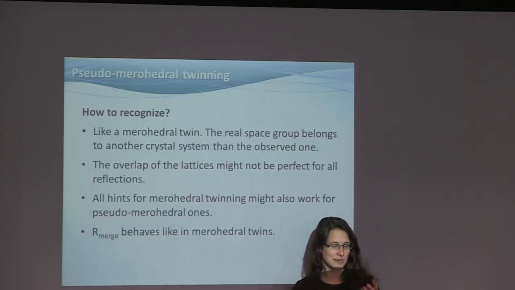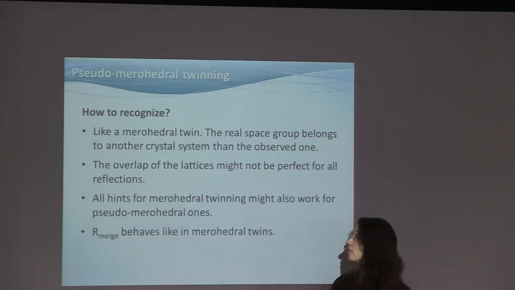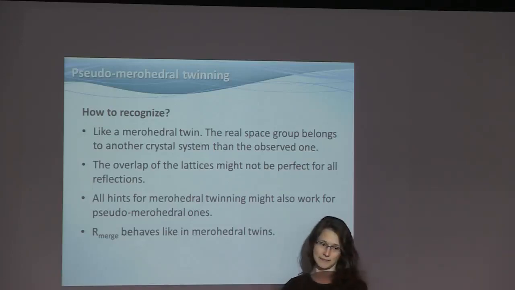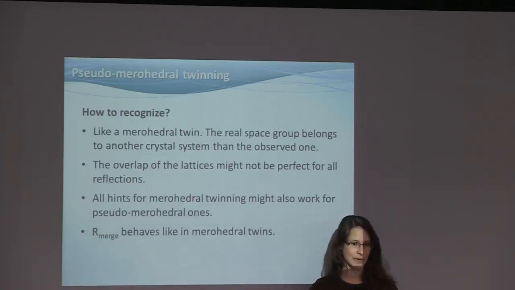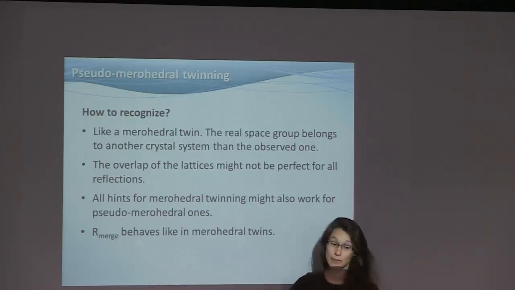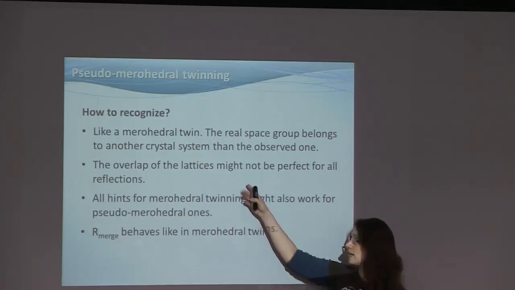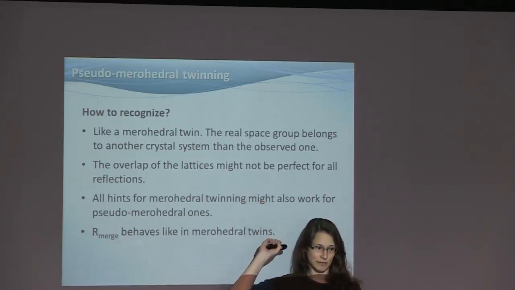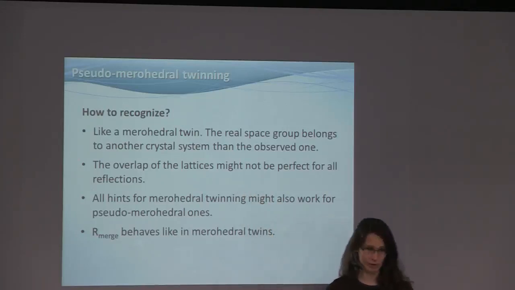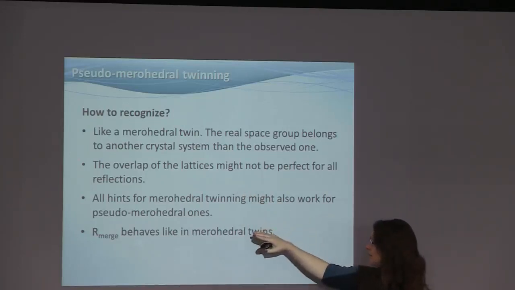A big problem is sometimes to find the right space group, the right lower symmetry. How do I recognize this? I recognize this exactly like a merohedral twin. The L and H tests work for these as well as they work for merohedral twins. So no problem there. Rmerge also can behave strangely, and E² minus 1. But the overlap of the lattices might not be perfect. So if you see split reflections, you may have not a merohedral twin, but a pseudo-merohedral one.